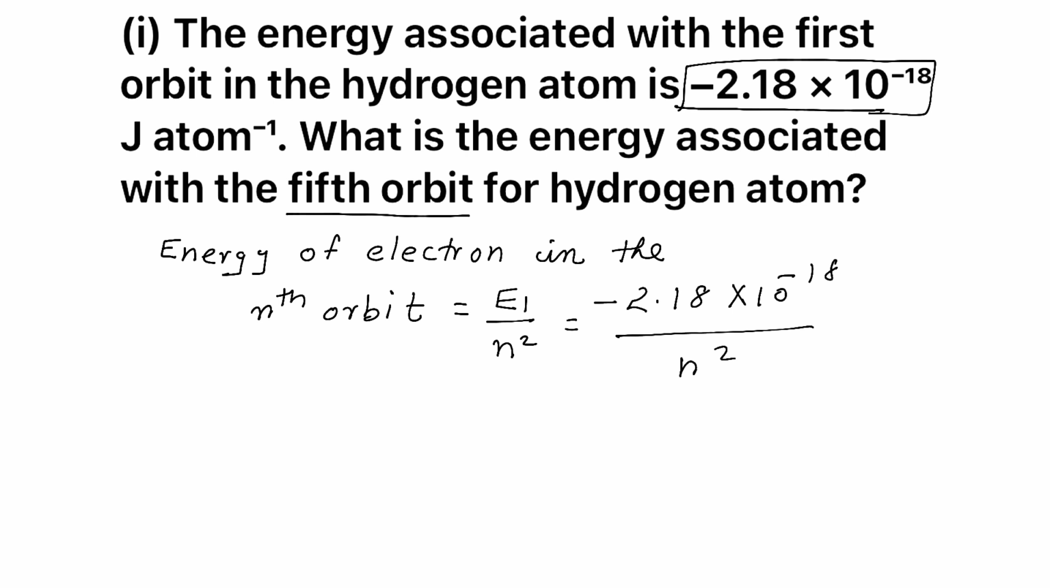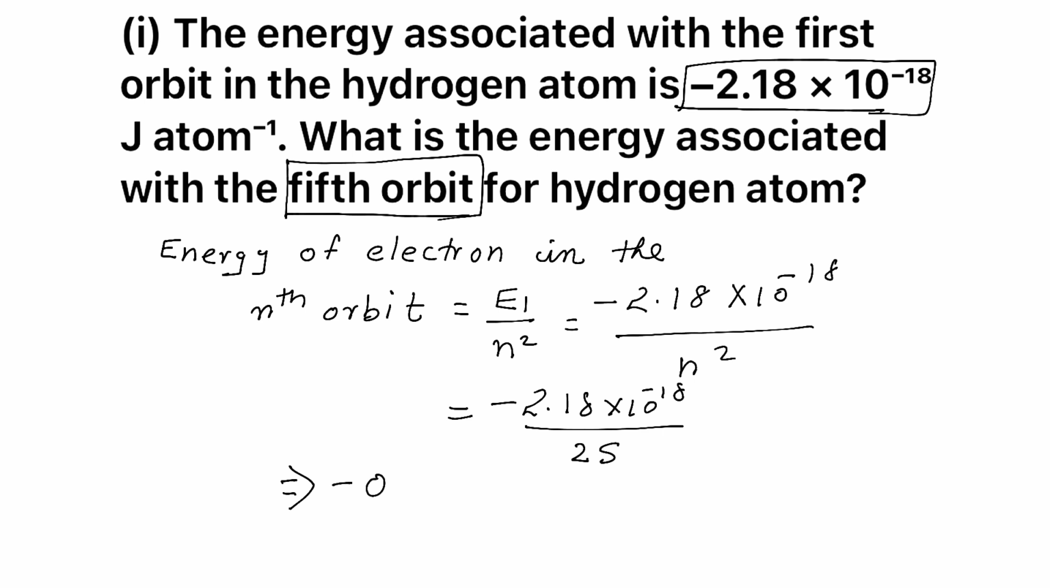Now you know the n value, right? What is the n value here? Fifth orbit. Substitute minus 2.18 into 10 raised to minus 18 by 5 square. What is that? 25. Substituting, what will you get? Dividing minus 2.18 by 25, you will be getting minus 0.0872. Power is already there, right? 10 raised to minus 18.